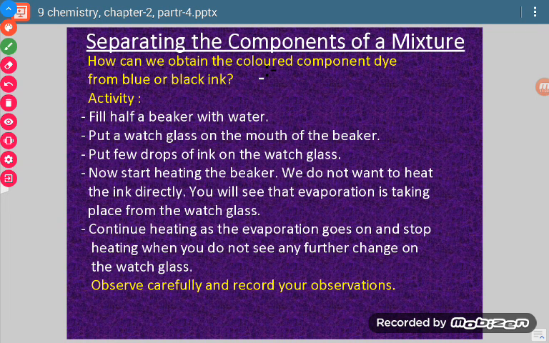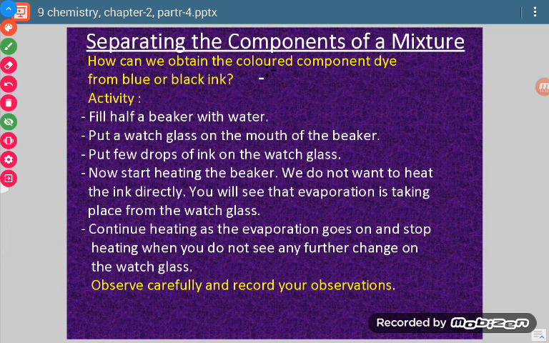Now let us come to a very important topic. How can we separate the components of a mixture? Now we are using the word mixture. That substance may be a solution, may be a colloidal sol, or maybe a suspension. It depends on what we are taking in a particular example. Here we are going to take blue or red ink. From that ink we have to take out the component which is responsible for the color. That component which is responsible for the color is called dye.